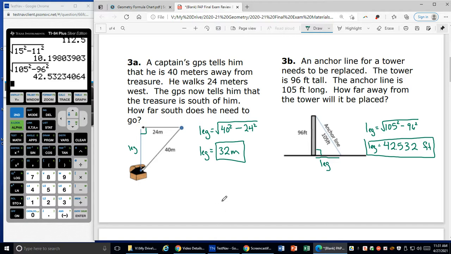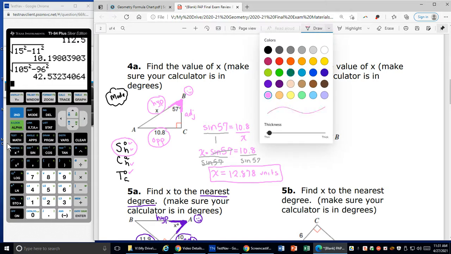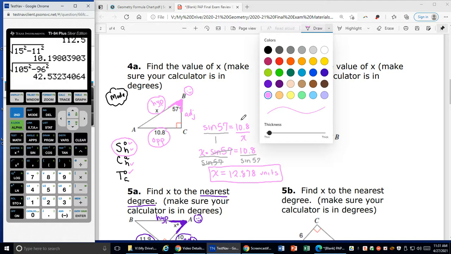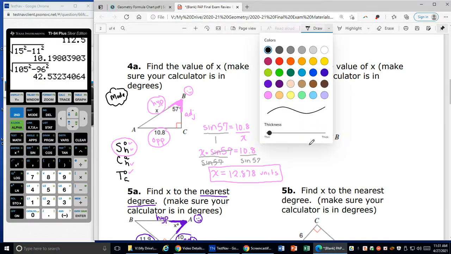Okay, let's look at 4B. Find the value of X. Make sure your calculator is in degrees. I have not closed my calculator since I looked at the last video, so I can see it is still in degrees. I'm going to be looking at SOHCAHTOA.